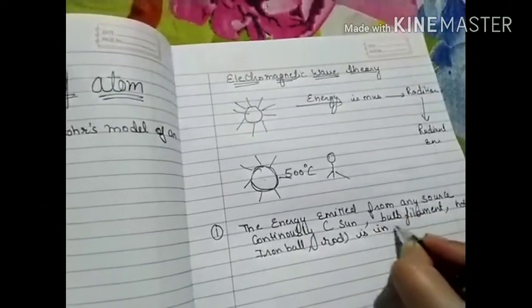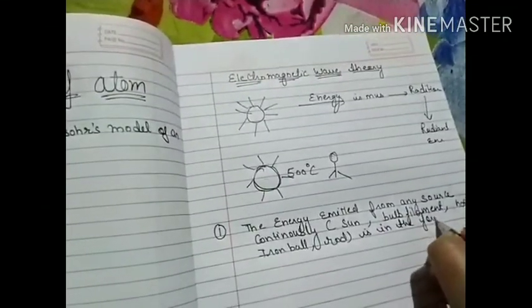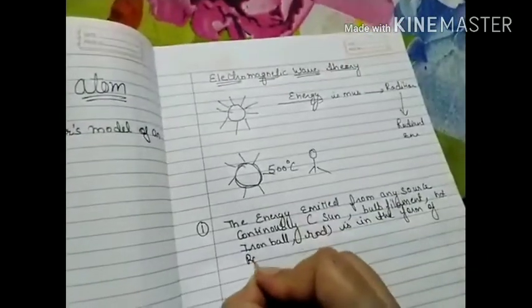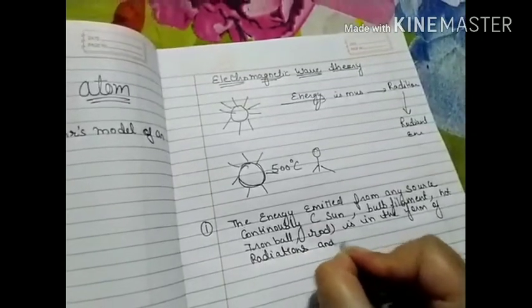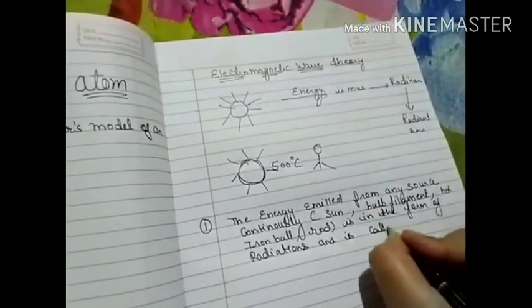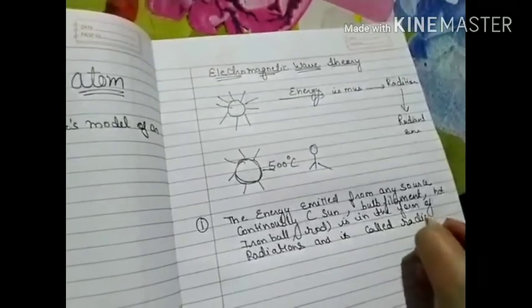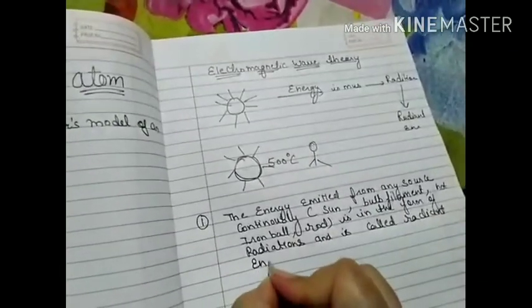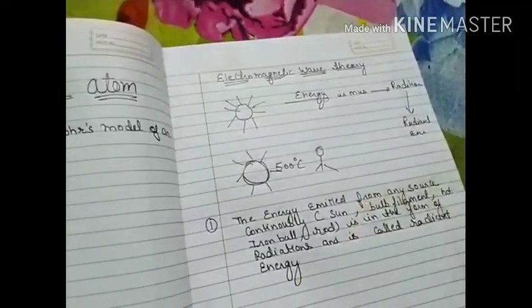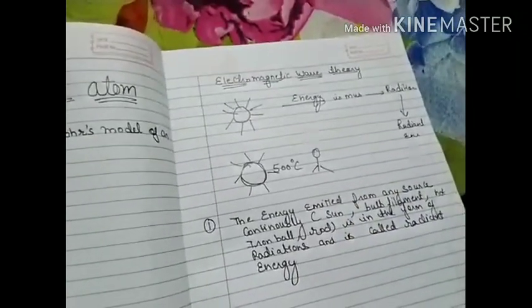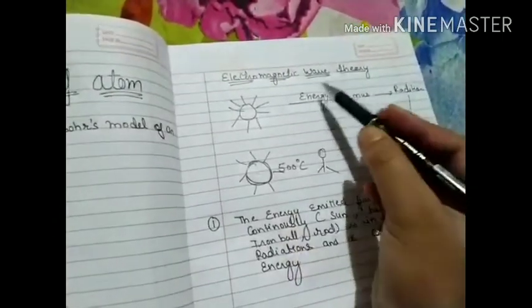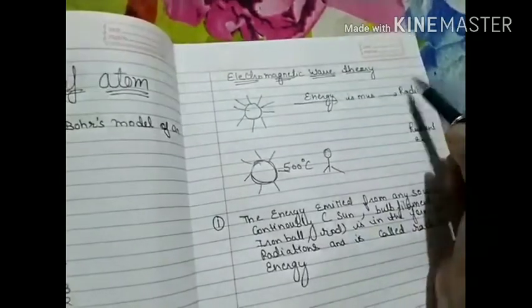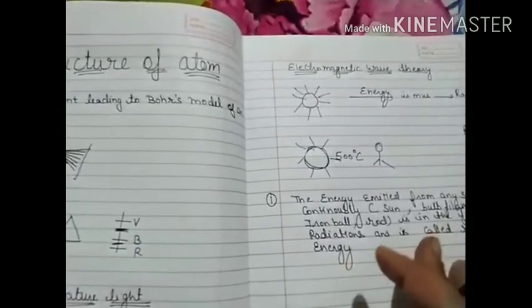Is in the form of radiations, and is called radiant energy. Clear? So if any source is emitting energy continuously, it will emit energy in the form of radiation, and it is known as radiant energy. Clear?